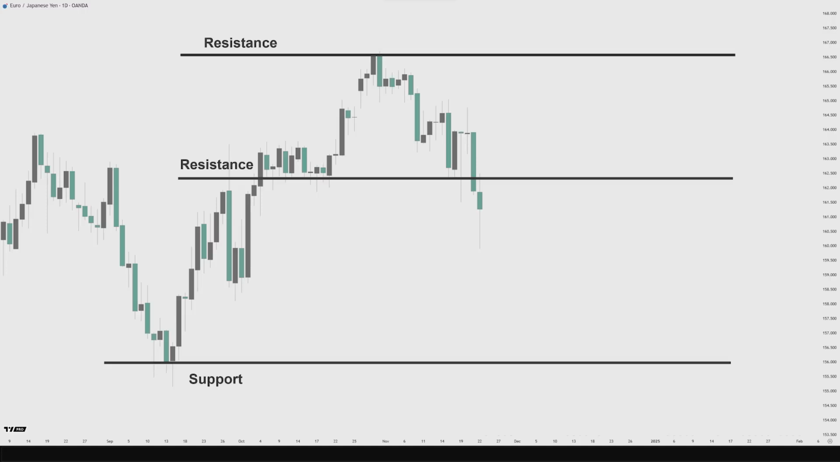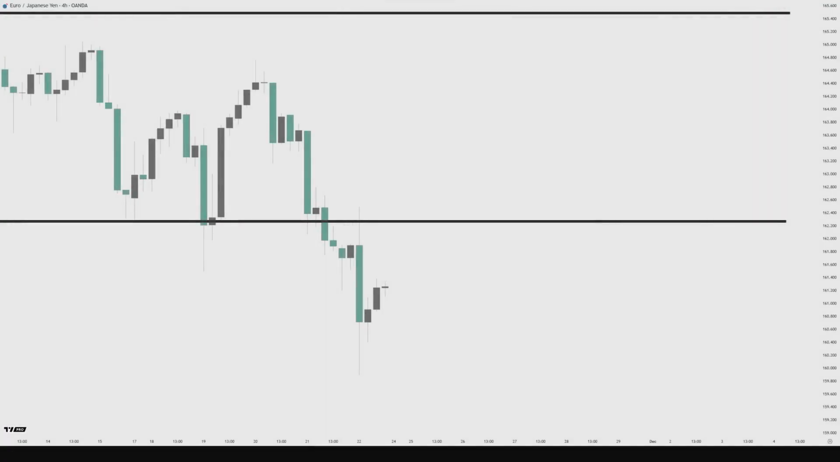Right now, the price has broken below this level, so we expect it to drop to the next level in front of the price. Now let's zoom into the 4-hour chart. On this time frame, we can see a smooth downtrend, confirming that the higher time frame direction is bearish. This means we only want to look for selling opportunities.